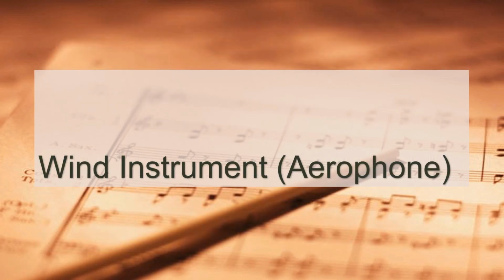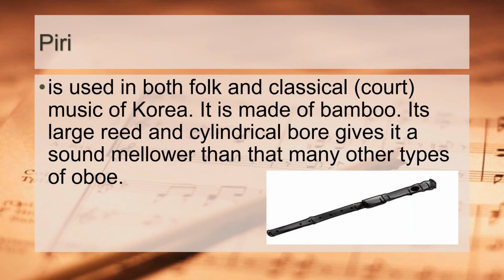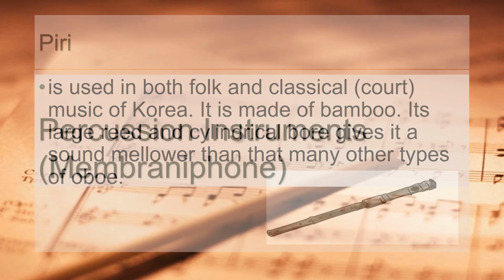Let's talk about the wind instrument of Korea or as aerophone. We have piri. Ang piri po ay ginagamit for both folk and classical court music of Korea. So it is made of bamboo. Ito ay large reed and cylindrical bore give it a sound mellower than the many other types of.